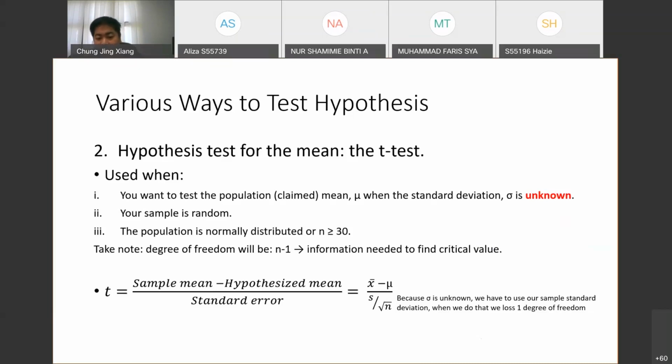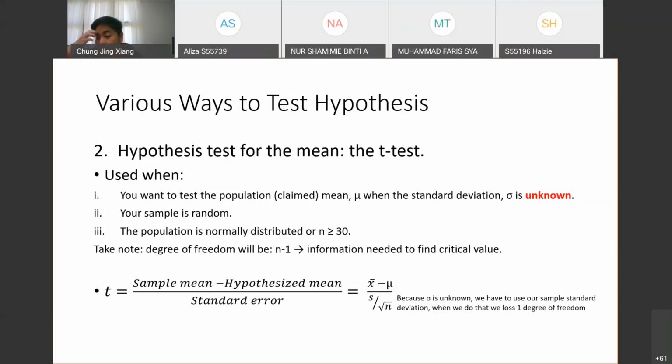In the t-test, you have to take into account degrees of freedom. For the t-test, the degrees of freedom will always be n minus 1, the sample size minus 1. Because we don't know the population standard deviation, we have to use our sample standard deviation to approximate sigma. When we do this, we lose 1 degree of freedom.